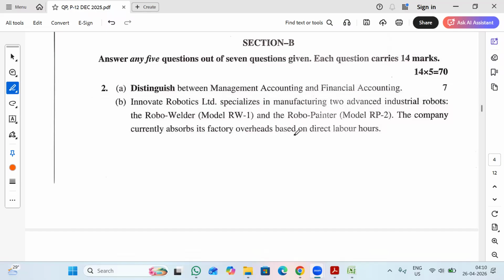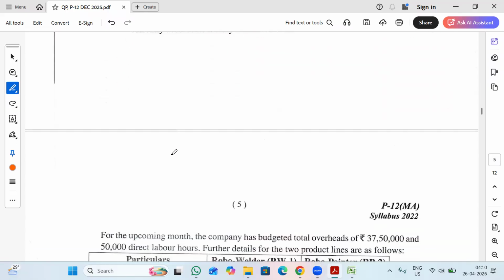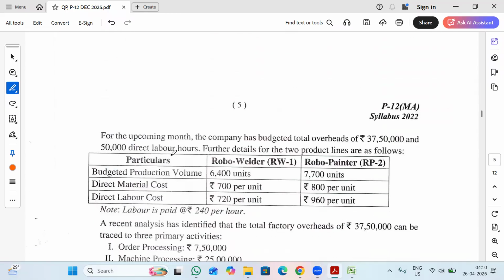Now, let's discuss question number 2B. Innovate Robotics Limited specializes in manufacturing two advanced industrial robots, the Robo Welder and Robo Painter. So we are having two machines. The company currently absorbs its factory overheads based on direct labor hours. So for the upcoming month, the company has budgeted total overheads of 37,50,000 and 50,000 direct labor hours.